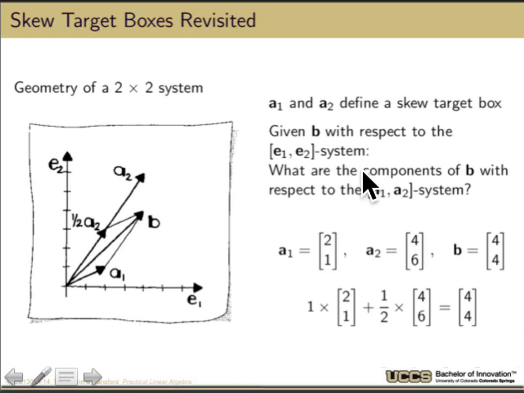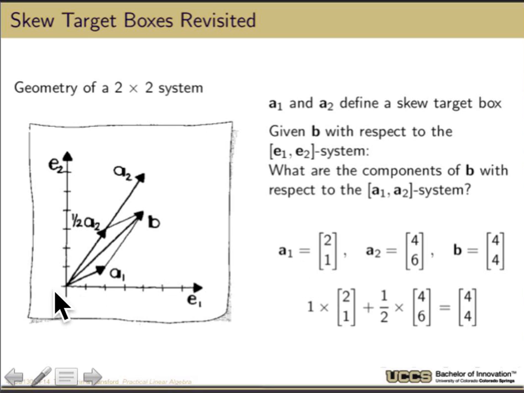Another way of looking at them is in terms of mapping target boxes in a coordinate system. If I have some global coordinate system, I want to map it into some possibly distorted, linearly distorted local coordinate system. I can say I'm going to map E1 to A1, E2 to A2, that's a straightforward mapping. But now that defines our skew box, I can ask an important question. Given that B is a vector in the E1, E2 coordinate space, what would its representation be in this other space of A1, A2? We're going to use this example going through here.